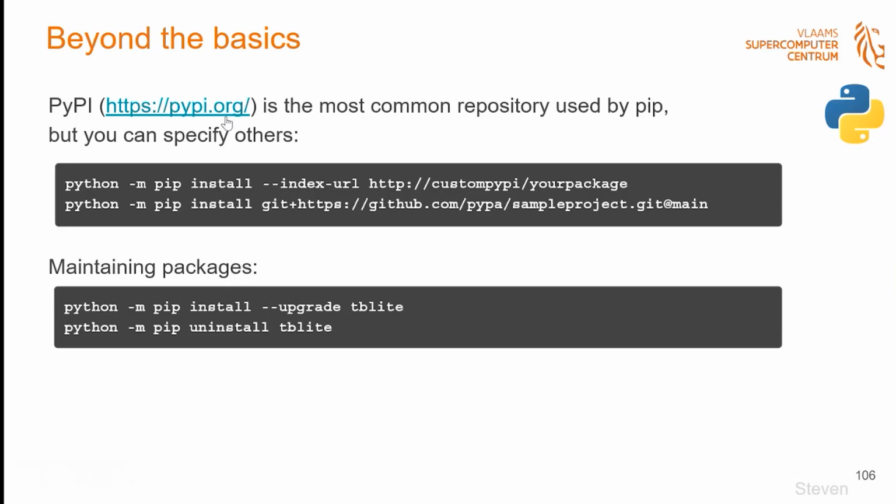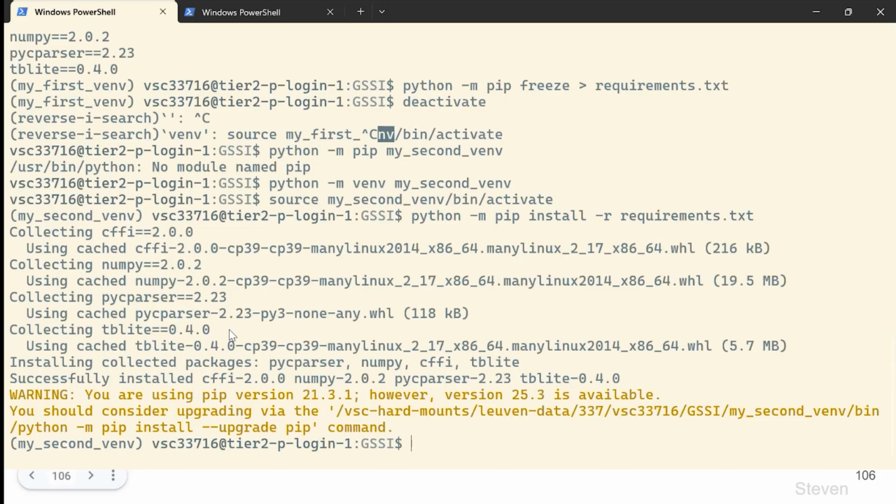So there is a repository online called PyPI that hosts a lot of packages, and people look there by default. But if it's ever necessary, you can specify other repositories as well using this. And then there are maybe two things that can be shown. If you want to upgrade a package that's already installed, you can use --upgrade. I actually already showed that for pip. And if you want to remove something, you can do it with uninstall.